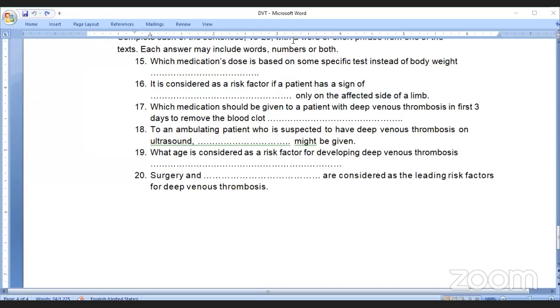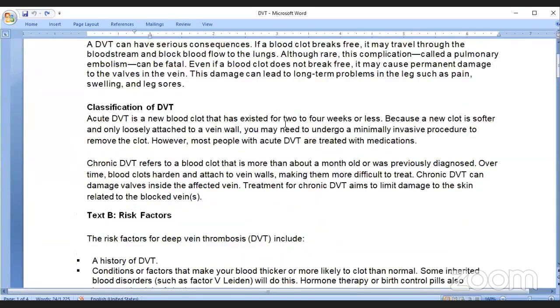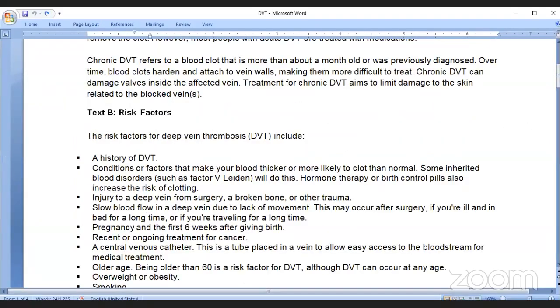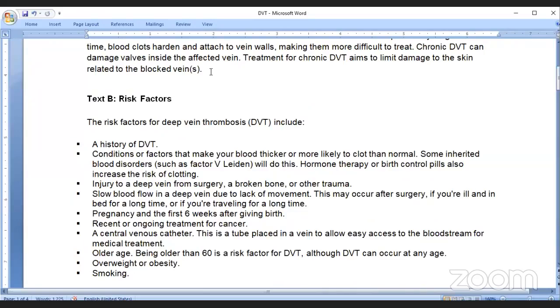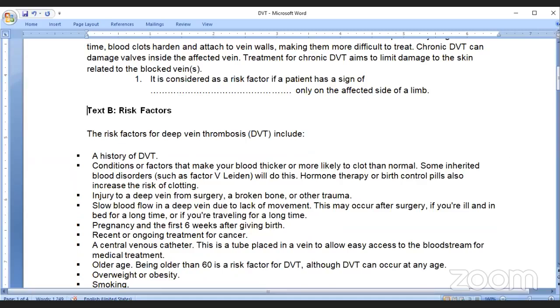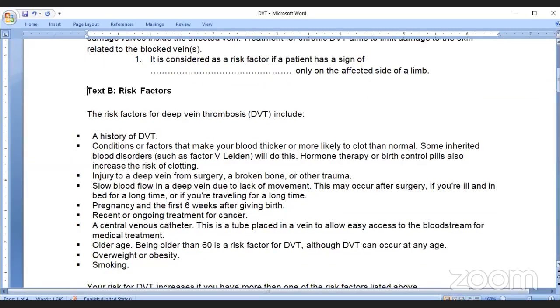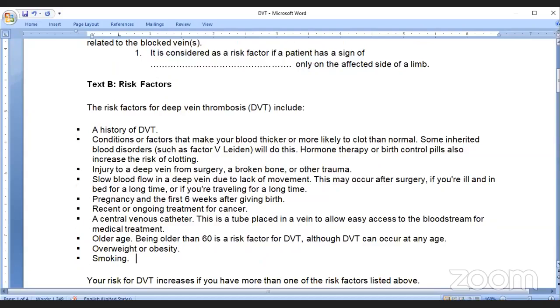Okay. So the answer you people are saying is in text B. So this is your text B, and this is your question. So please try to find the answer and fill in the blank. So this is the question, and these are the risk factors. Okay, try to find the answer and write in the chat what is your answer, please.